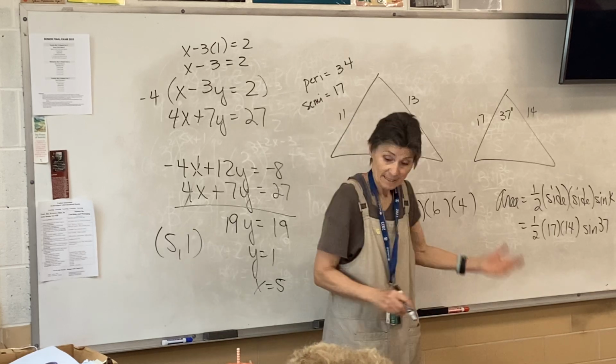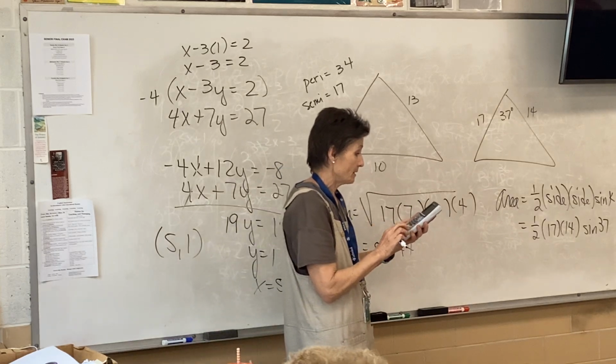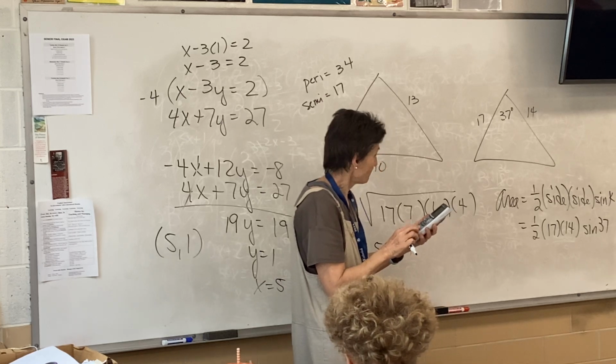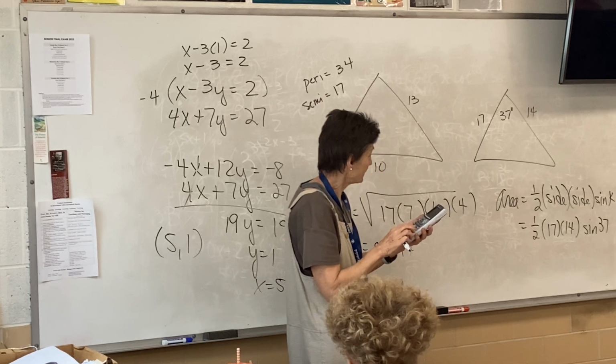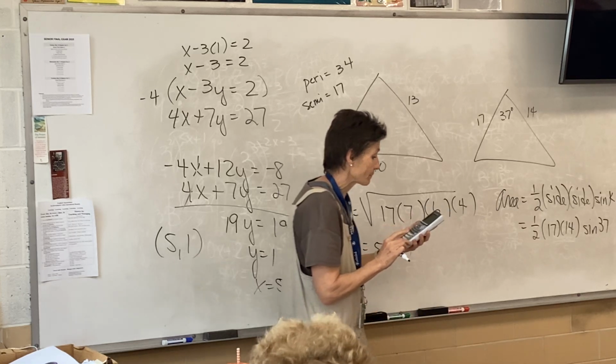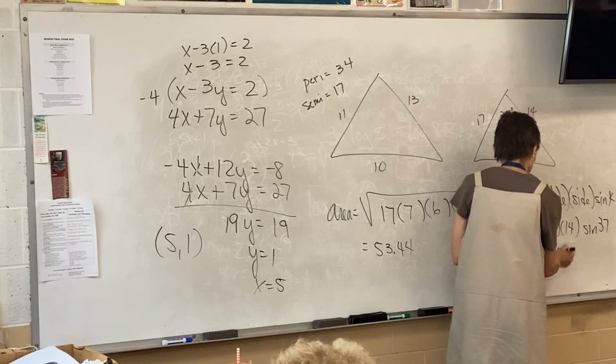So that's easy. I just type it on my calculator. 1/2 times side times side times sine of included angle. And that one is 71.62.